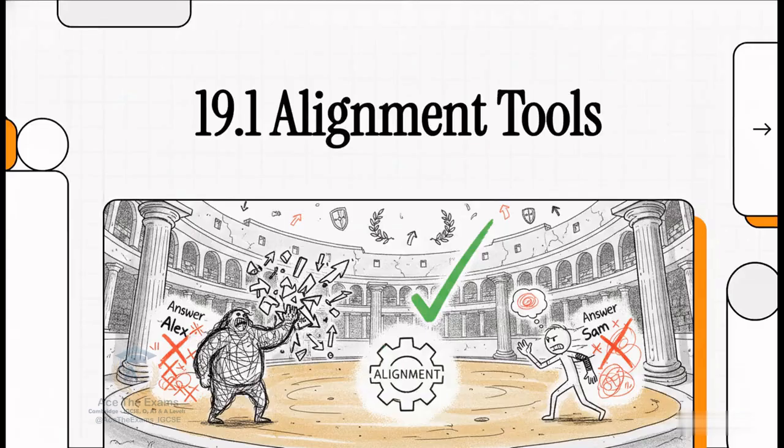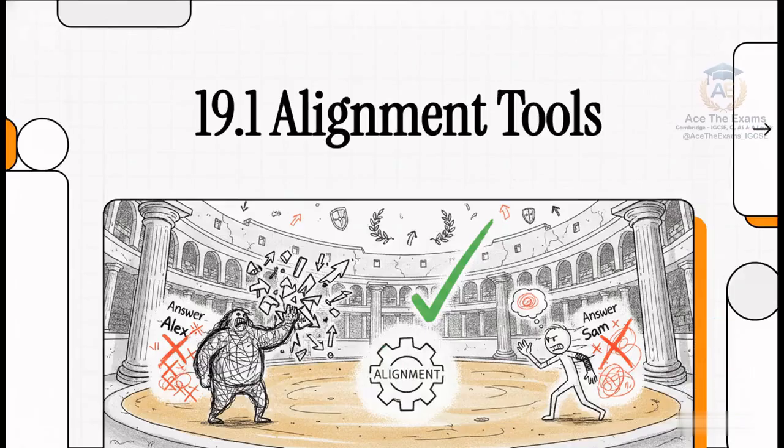Now, I want to set the scene for you right out of the gate. Imagine two candidates stepping into this arena. Let's call them Alex and Sam. Alex is what I call a heavy hitter. Right? He overloads his answers with raw, unfiltered computer science facts. But he entirely lacks analysis. He just throws everything at the wall hoping something sticks.